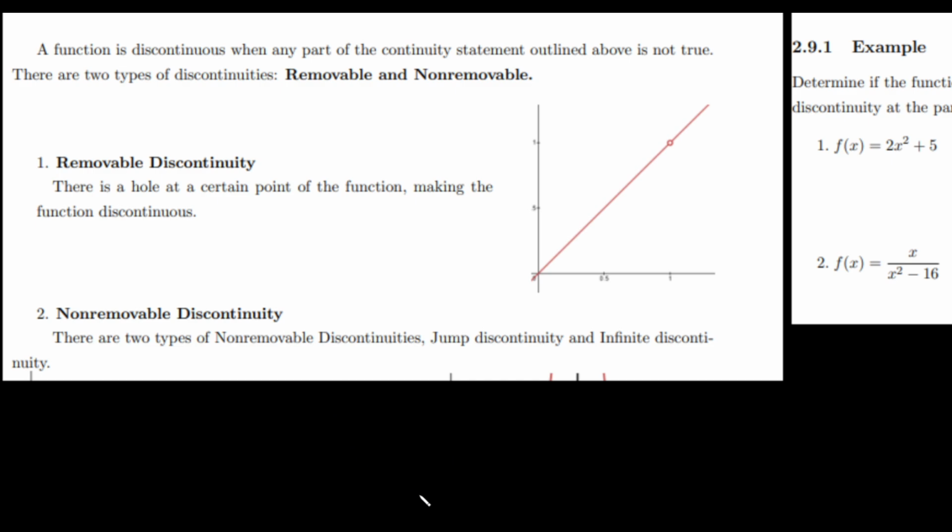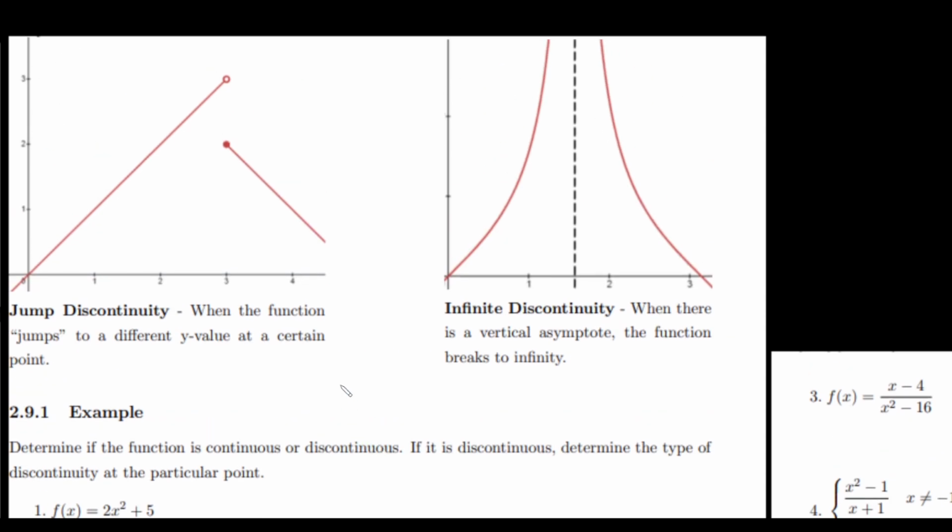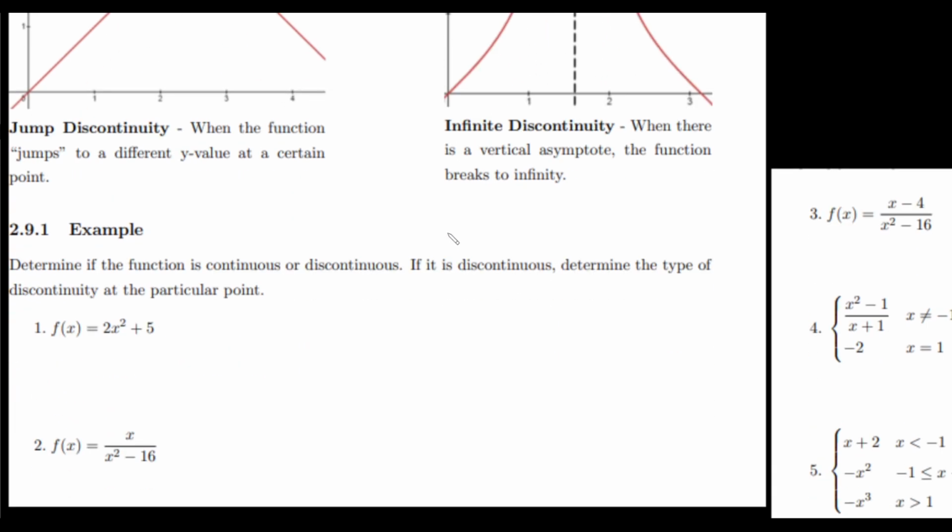Now, non-removable discontinuities, there's two types: a jump and an infinite discontinuity, and these are ones that we can't remove. A jump discontinuity is pretty much what it sounds like. It jumps from one value to another at one x point, to a different y value. And an infinite discontinuity is when there's a vertical asymptote and both sides go to positive infinity or negative infinity.